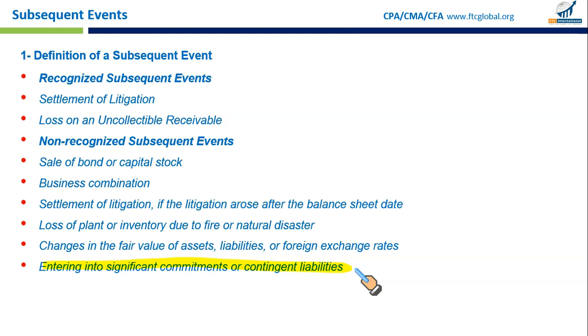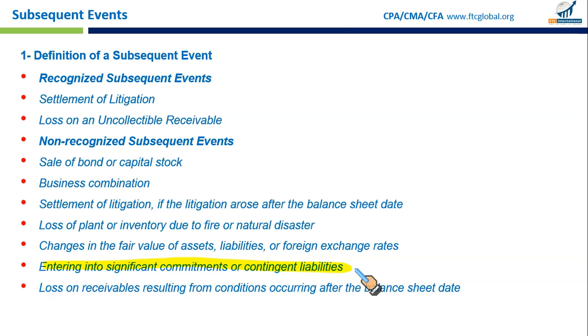If a company agrees to a significant contract or a liability after the balance sheet date, this isn't recognized in the financial statements. Let's say a company signs a major contract in January, clearly after the balance sheet date. This commitment is not reflected in December 31st financial statements.